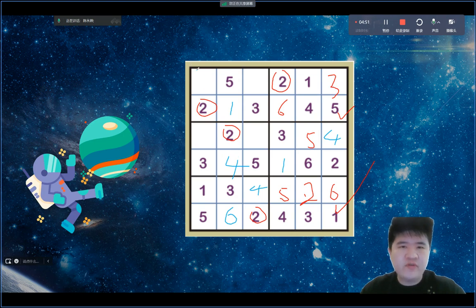So for the first row, we must have a 4. And this 4 must be in the first block, in the top left corner block. Otherwise, it will conflict with the second block and here.